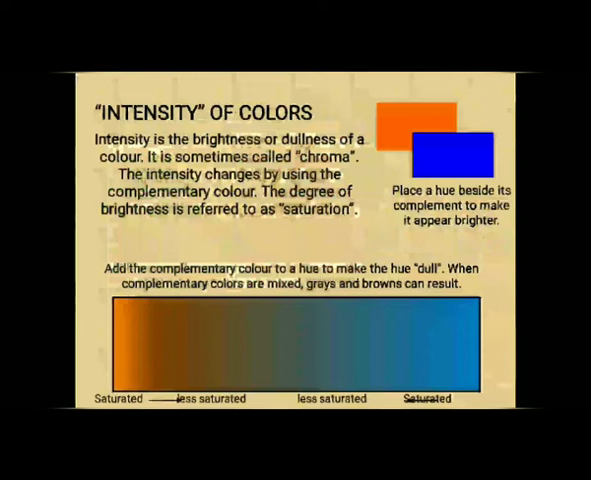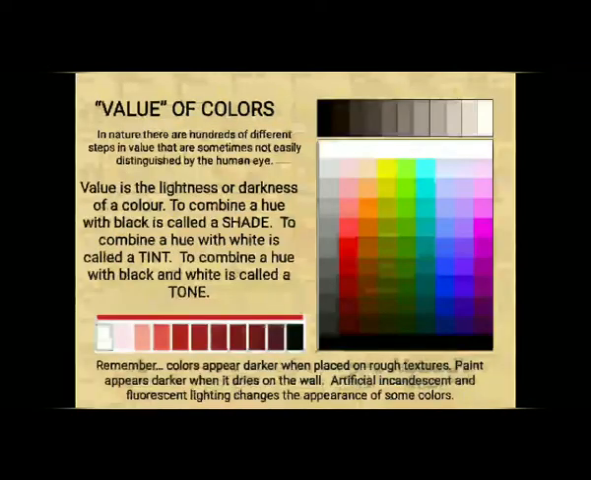Next thing is value of colors. We already discussed the value of colors. For example, if you add white to the color, then it becomes tint. So going from white to black, from the lightest part to the darkest part of a color scale, is called value. It's very simple to understand. If you are going from light to dark, how the colors change, that is the value of a color.